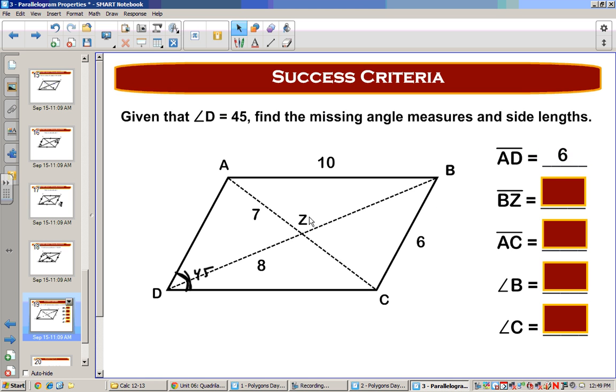BZ is right here. That's going to be congruent to DZ, so that's got to be 8. AC is going to be 7 plus 7, so that should be 14, the whole length of this diagonal. And angle B, these are opposites, so that should be 45. Angle C, 180 minus 45 should get us to 135.